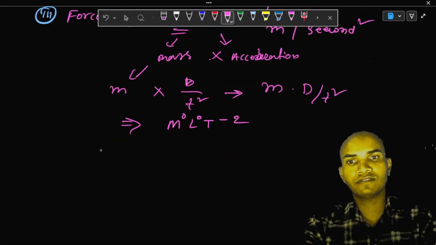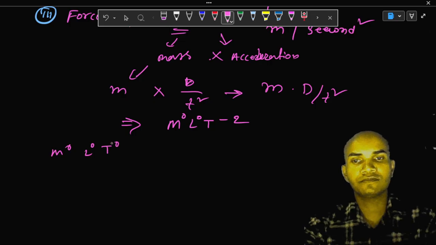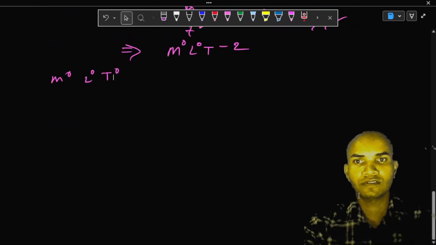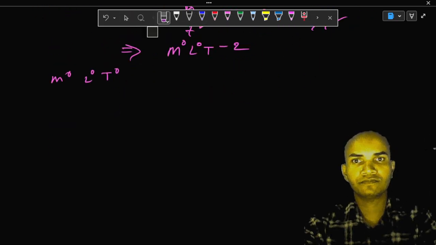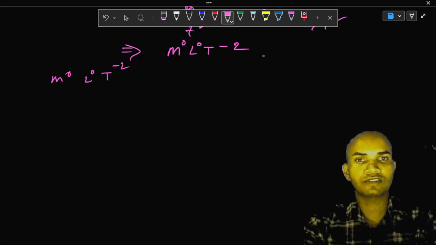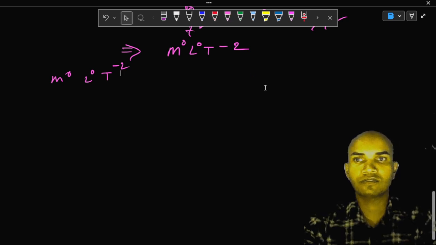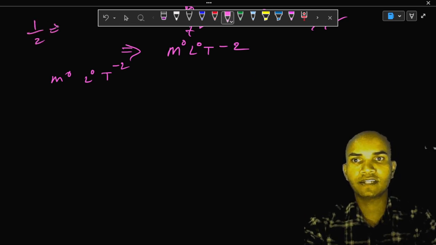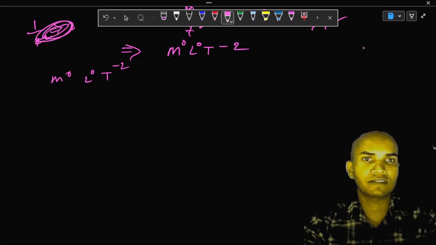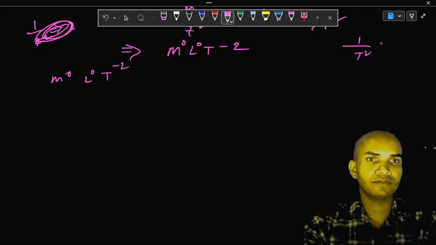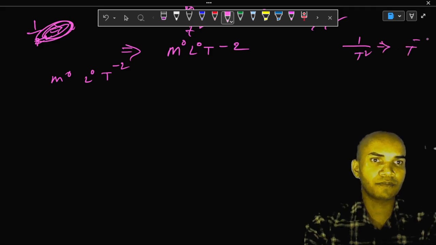Why t to the power minus 2? It is t to the power minus 2 because 1 by t square, we can write as t to the power minus 2. We know that.